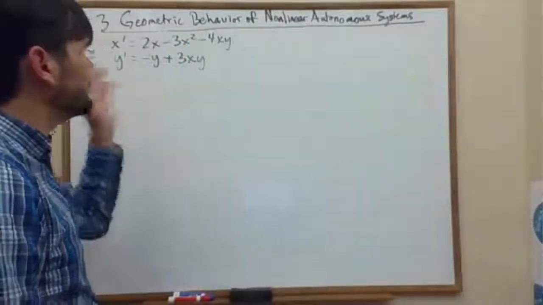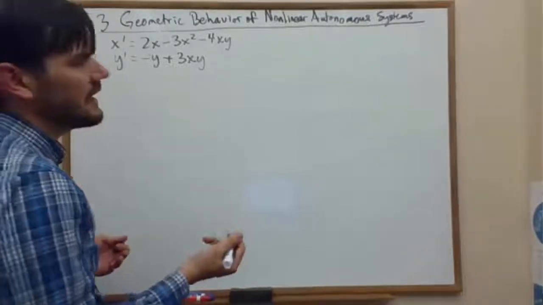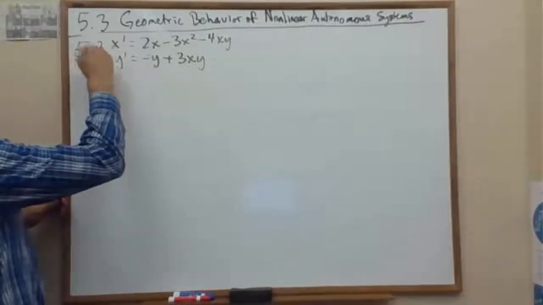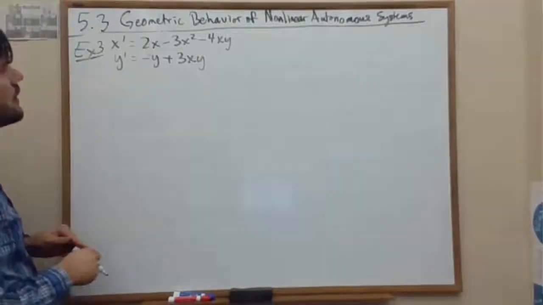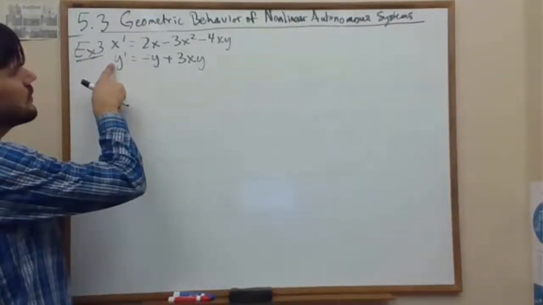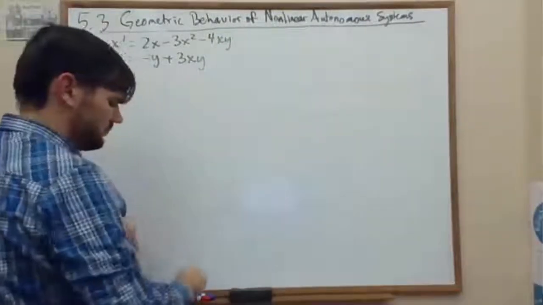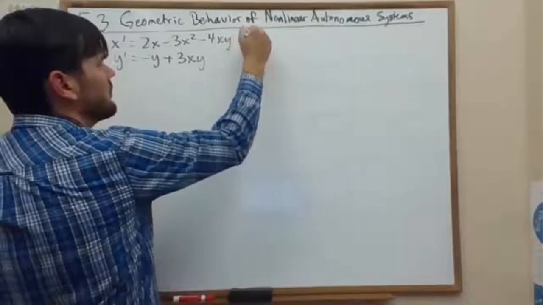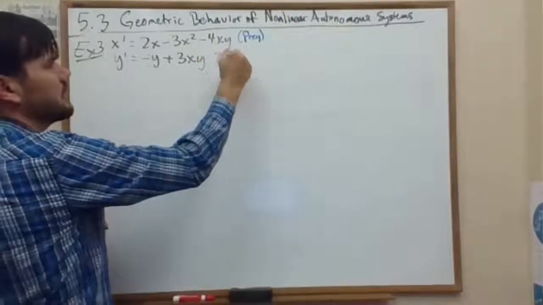We are going to look at a familiar system. This is a predator-prey relationship that was shown as an example from section 5.1, where X describes the prey and Y describes the predator.